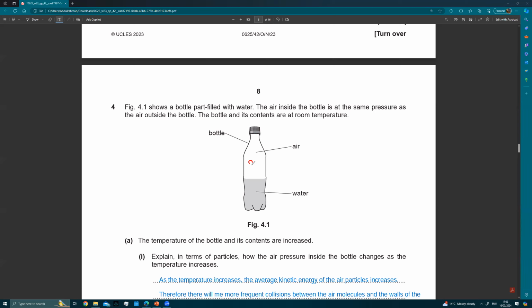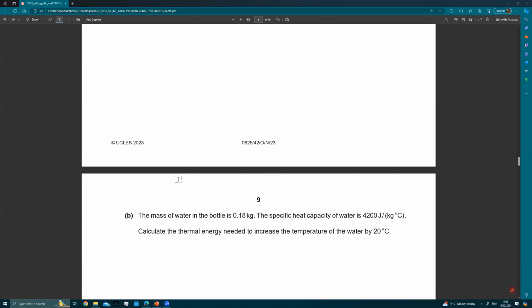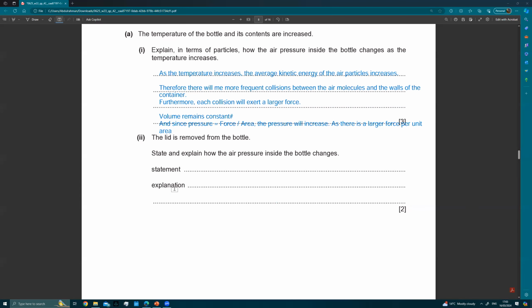Now you're going to have less air inside the bottle. If you have less air inside the bottle, you're going to have less frequent collisions. So the pressure inside will start to reduce until you have the same pressure inside as outside, until the pressures balance out. Then no more air will escape. Or maybe air escapes, but some more air enters, so the overall net flow of air is zero. So the statement is the pressure will decrease.